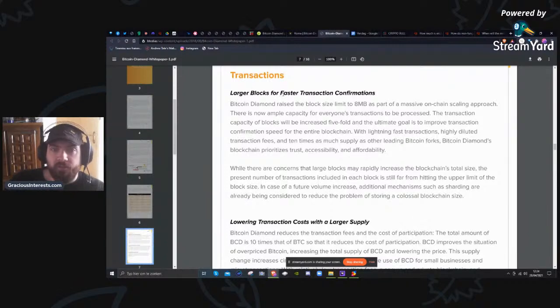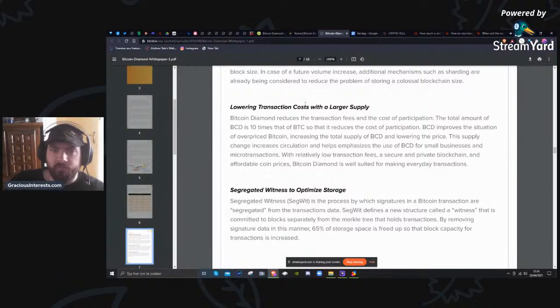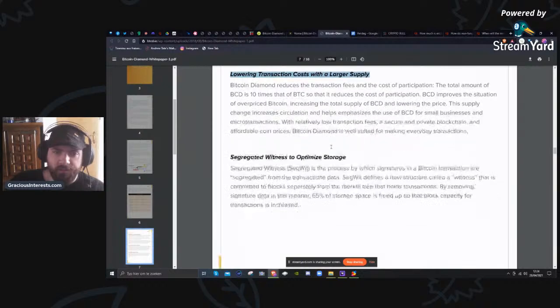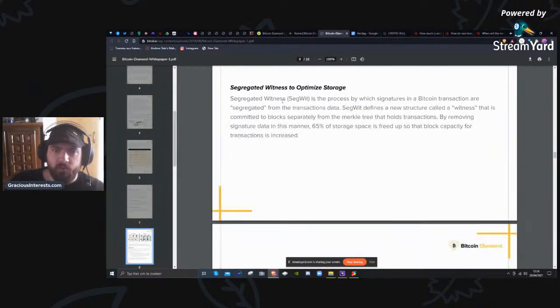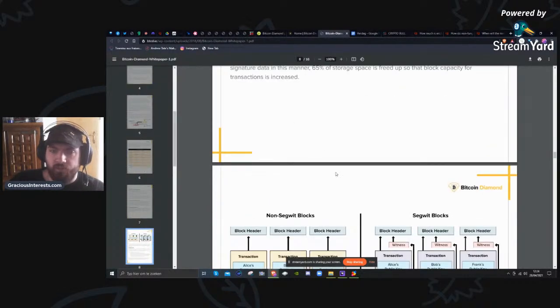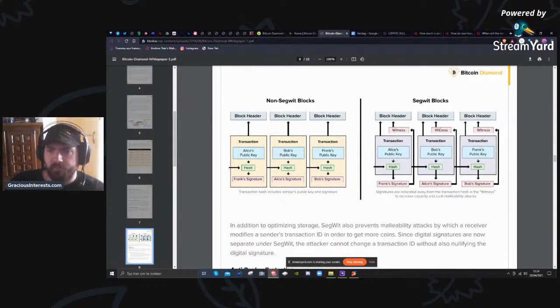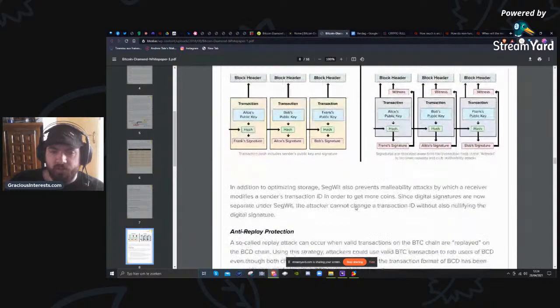Fast transactions, so they adjusted block size. Lower transaction costs with a larger supply. Okay, yeah. Segregated witness to optimize storage. Okay, now that's how SegWit blocks work. Block header, so added witness, etc.